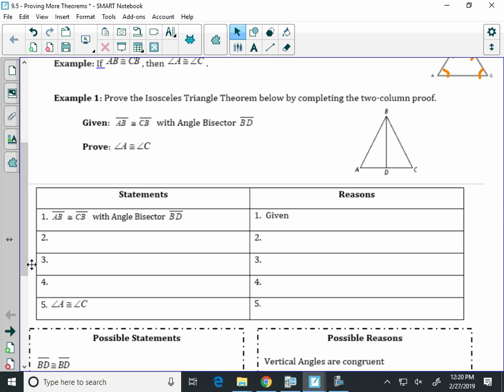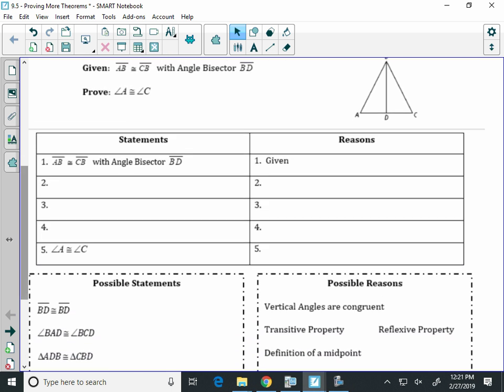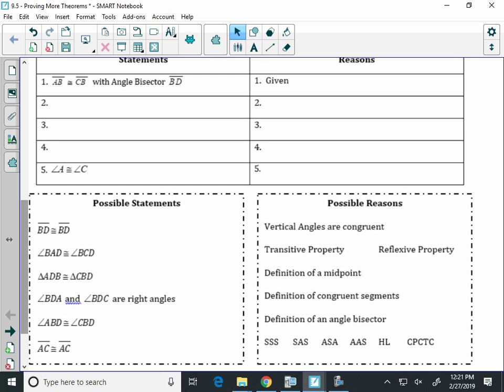Okay? So our first statement and reason every single time is our given. They filled that in for us. And our last statement is what we're trying to prove. They filled that in for us. Okay? So let's use those shortcuts. Whenever we are proving parts, so we're proving that angles are congruent, what's our reason every single time? CPCTC. Whenever you're proving parts, you should be writing CPCTC.